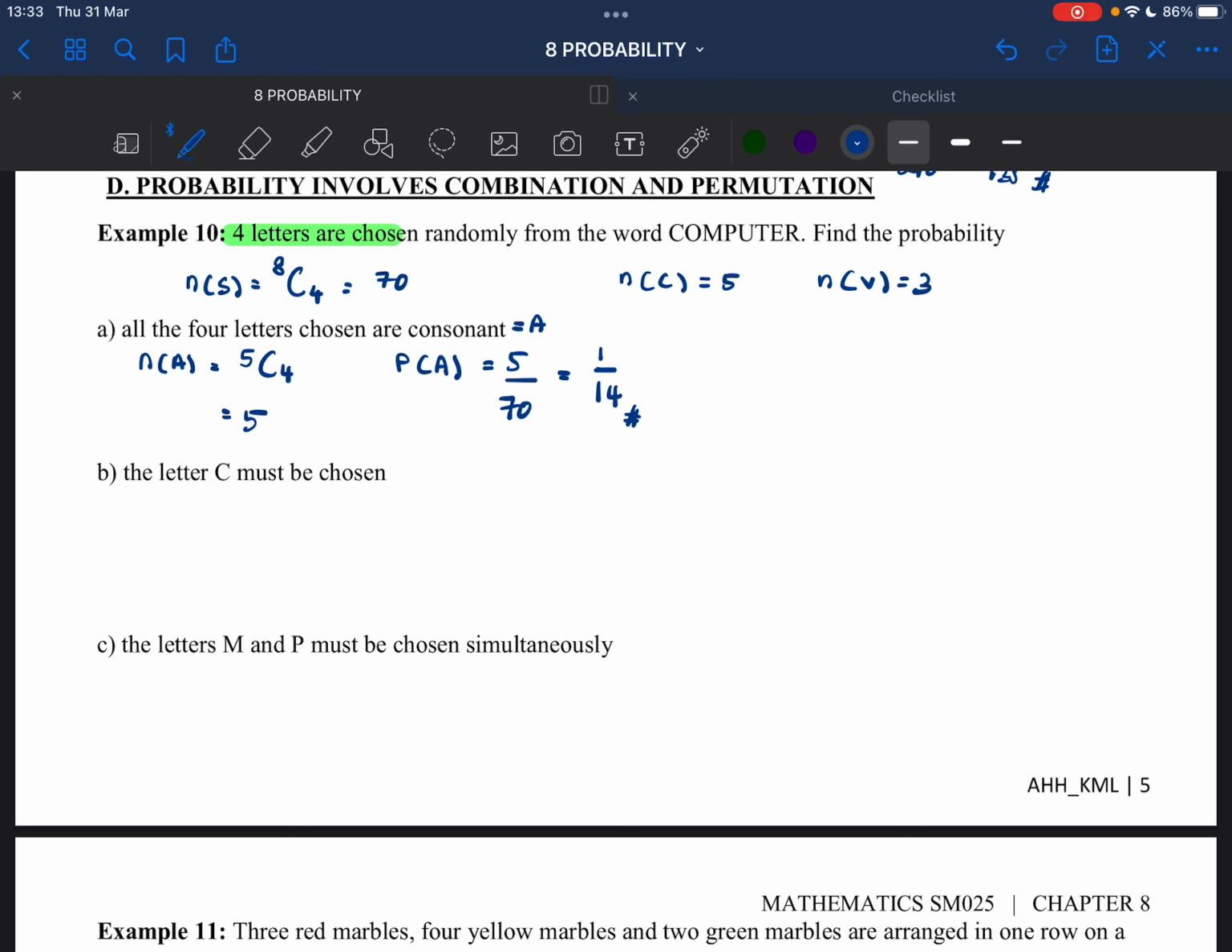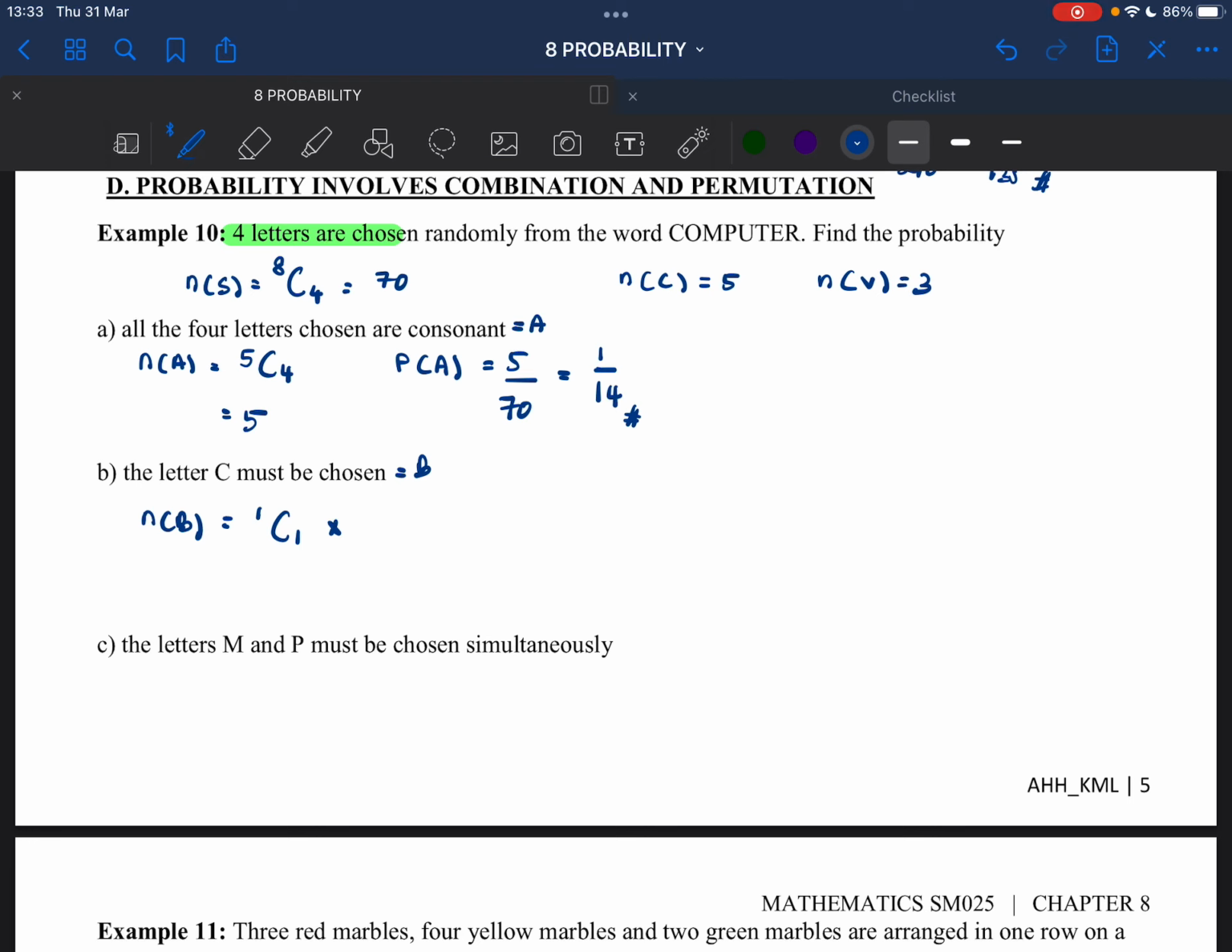Okay, so now the next one, the letter C must be chosen. Let's call this event B. Letter C must be chosen. That means this one has to be included in these 4 letters. The same thing as particular. So tahu particular apa yang kita kena buat? If we do combination, you have to put 1C1. 1C1 represents the letter C.